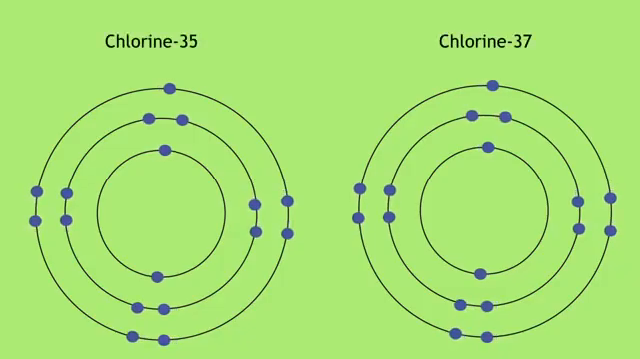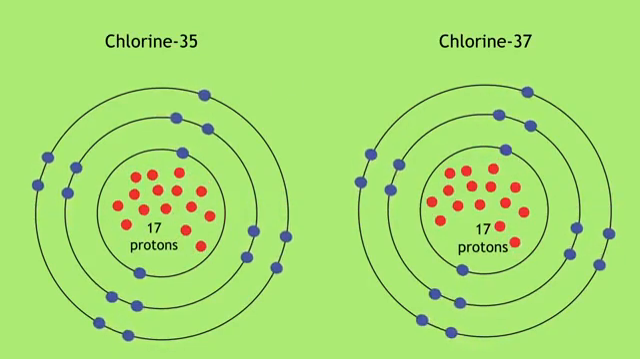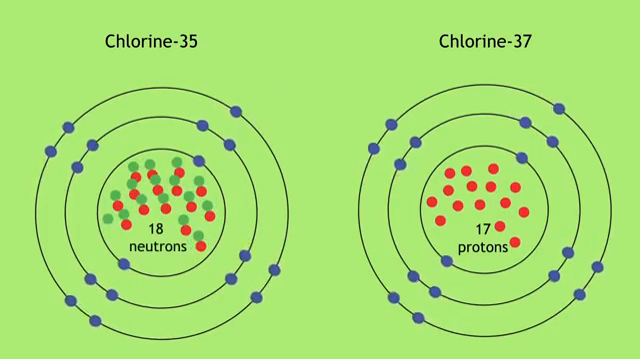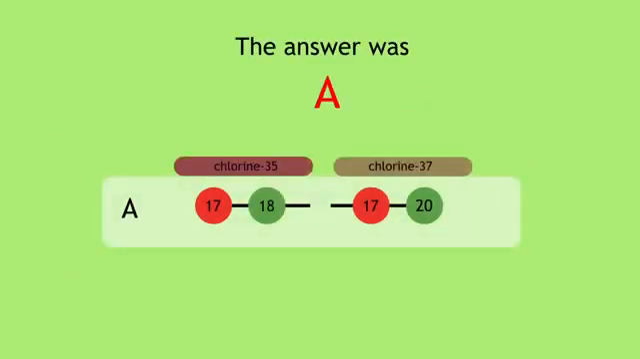Both chlorine-35 and chlorine-37 have 17 protons, but the chlorine-35 isotope has 18 neutrons, whereas the chlorine-37 isotope has 20 neutrons. The answer was A. Did you get it right?